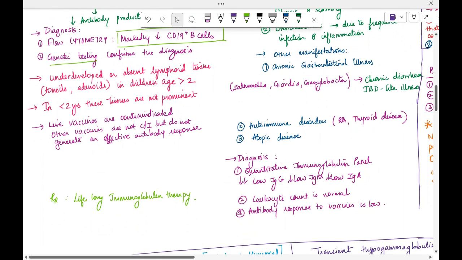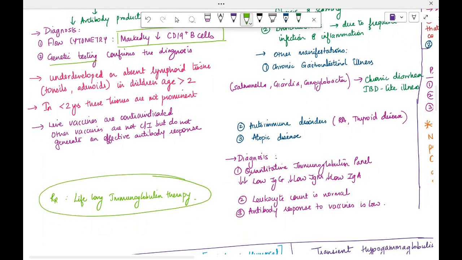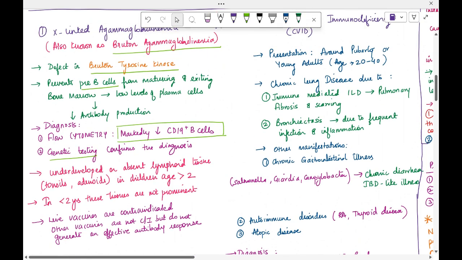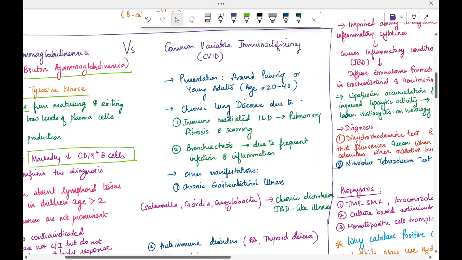Okay, so what is our treatment? Our treatment is a lifelong immunoglobulin therapy. Okay, so now we come to the common variable immunodeficiency. Now the main differentiating feature is the age at which it presents. So usually it presents around puberty or in a young adult, that is at age 20 to 40.